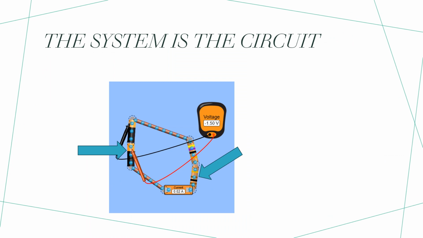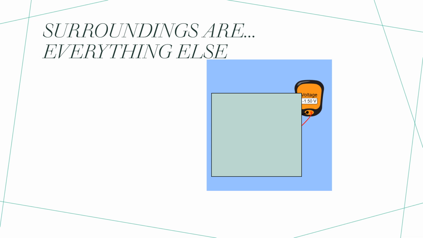The system is the circuit in all of these cases, and the surroundings are everything else, which in this case is not that much, but the voltmeter is technically surroundings.